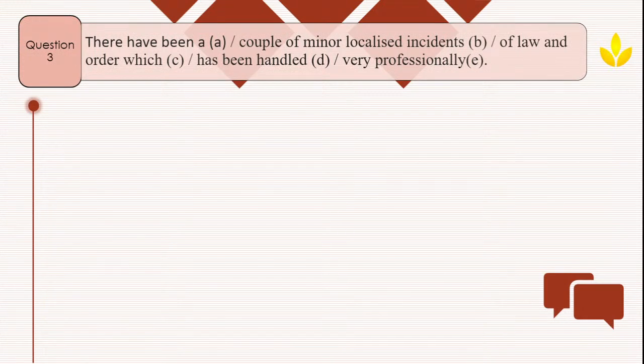There have been a couple of minor localized instances of law and order which has been handled very professionally. There have been, okay, based on tense, present perfect, it is okay. Couple of minor localized incidents, okay, that is also correct. Of law and order, okay, which has been handled. So is it one incident or multiple incidents? It is multiple. Whether to use singular or plural for this.